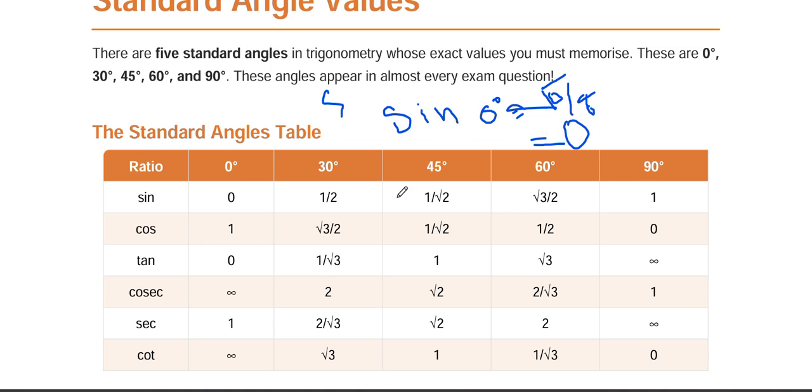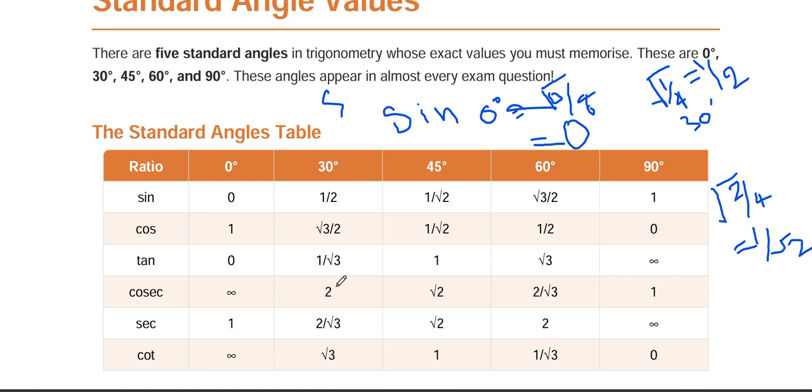Similarly, in case of sine 30, we'll have to write 1 divided by 4. Take the square root. We'll get 1 by 2. This is the value of sine 30 degree. Similarly, we write 2 divided by 4 and taking square root, we'll get 1 by root 2. This is the value of sine 45 degree. So, you understand the trick?